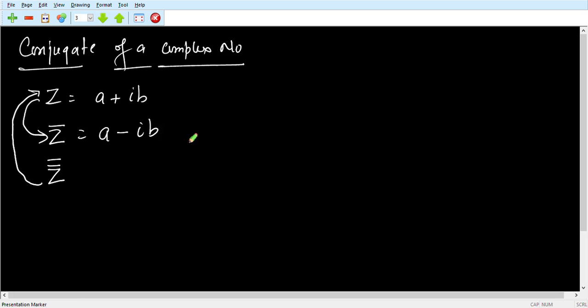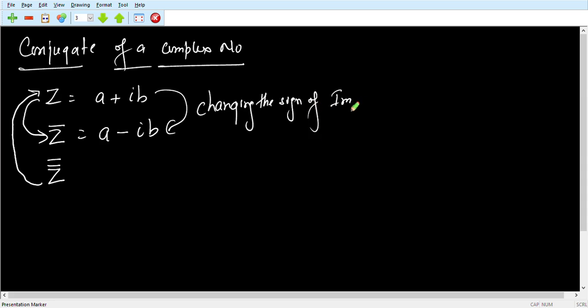So what we are doing is changing the sign of the imaginary part of z. Here the imaginary part of z was plus b, so we change it from plus b to minus b. Next concept is the modulus of a complex number.